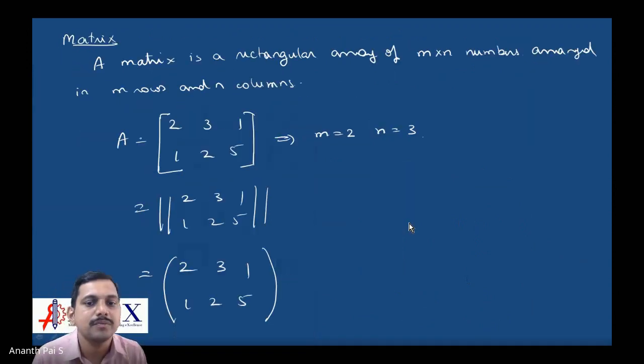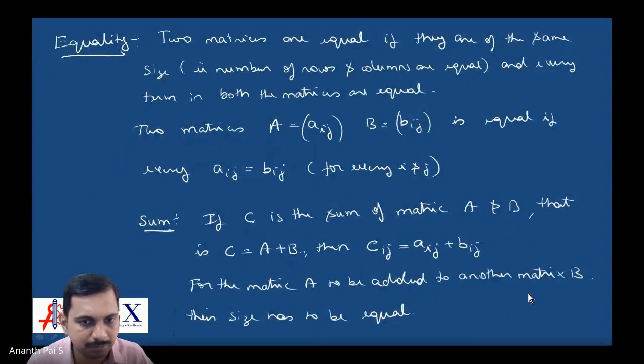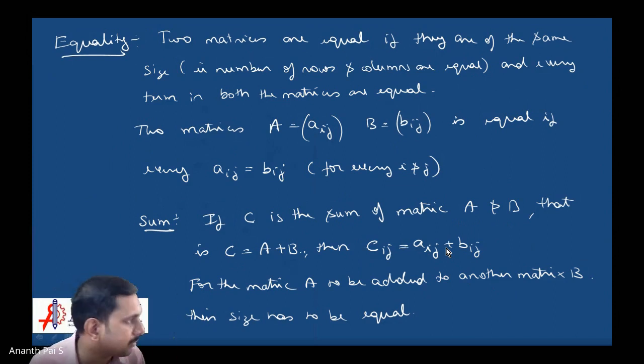So what is a matrix? A matrix is a rectangular array of m into n numbers arranged in m rows and n columns. It can be written in three ways, obviously. Now, here a11, a12. That's all simple. Equality: two matrices are equal if all the elements are equal.